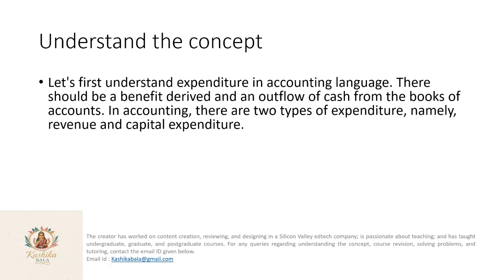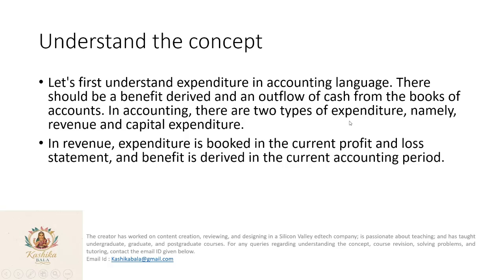In accounting terms, there are two types of expenditure, namely revenue and capital expenditure. Now let us understand revenue expenditure. Revenue expenditure is where the benefit is derived in the current period, whether your accounting period is from January to December or from April to March. The benefit should be derived in the current period and it is booked as an expenditure in the profit and loss account.